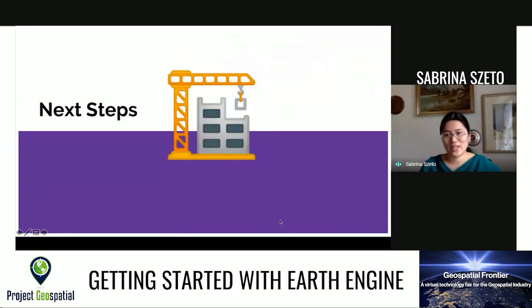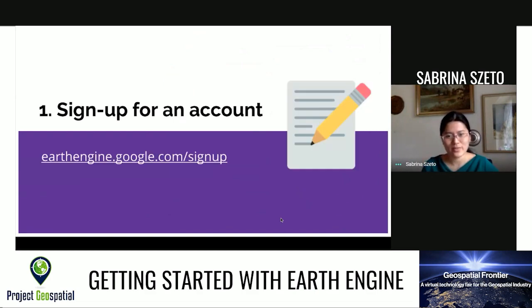So that was a really quick fly-through of some apps that you can play with later on. Now let's take a look at some next steps for you to get started using Earth Engine. So the first thing you need to do is go to earthengine.google.com and sign up for an account. So Earth Engine is free for non-commercial use, educational use, and research. So definitely welcome everyone to sign up and start learning.